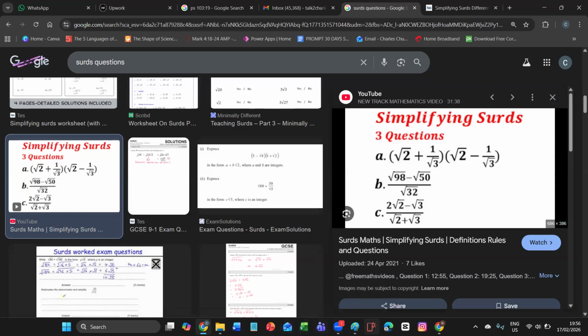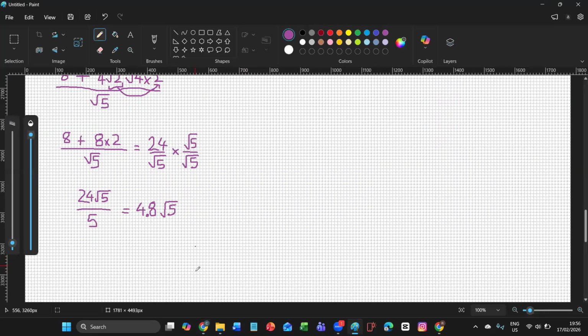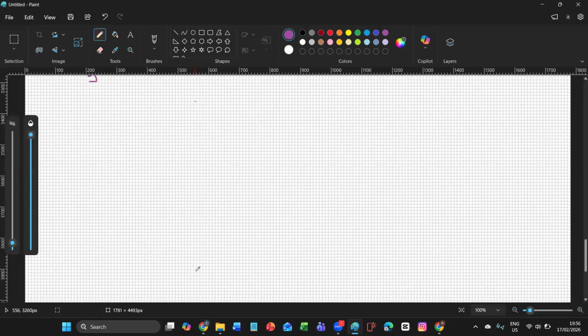Okay. So let me see if I can pick out the questions. That A is quite interesting because of the two brackets. So yeah, okay, I still have some space here.